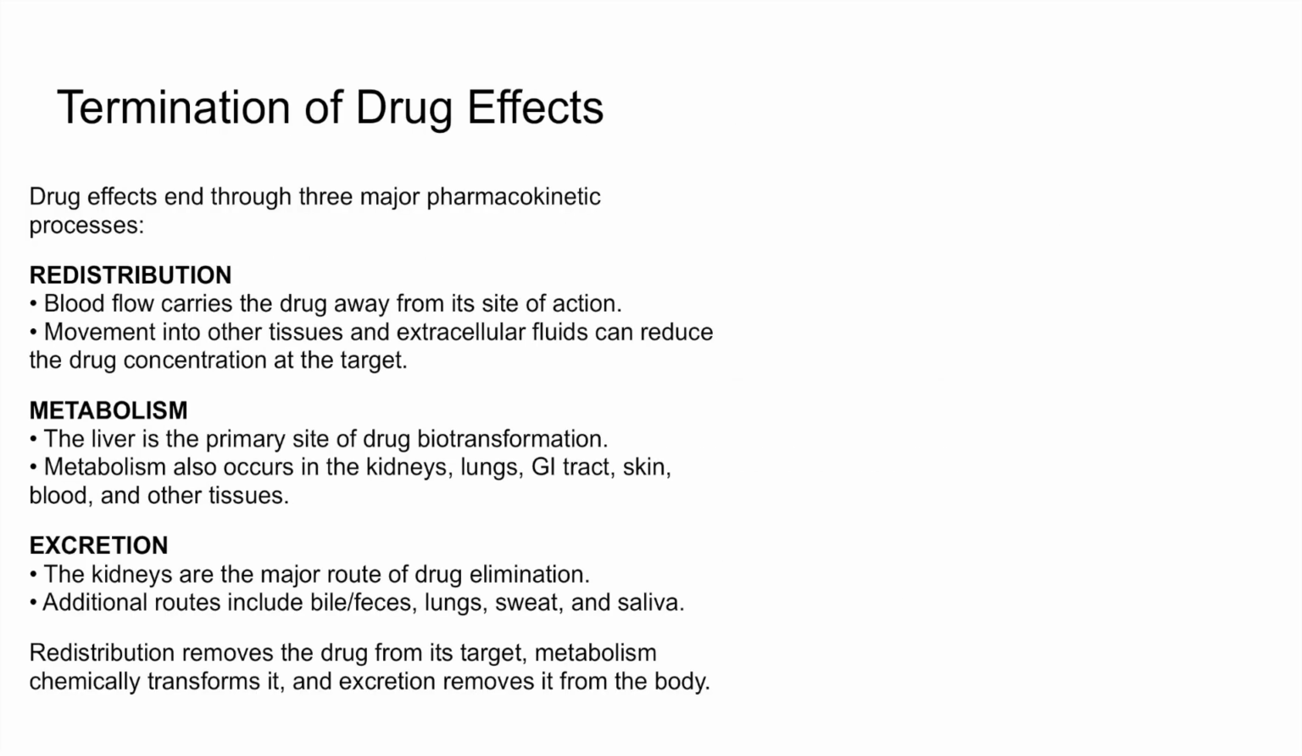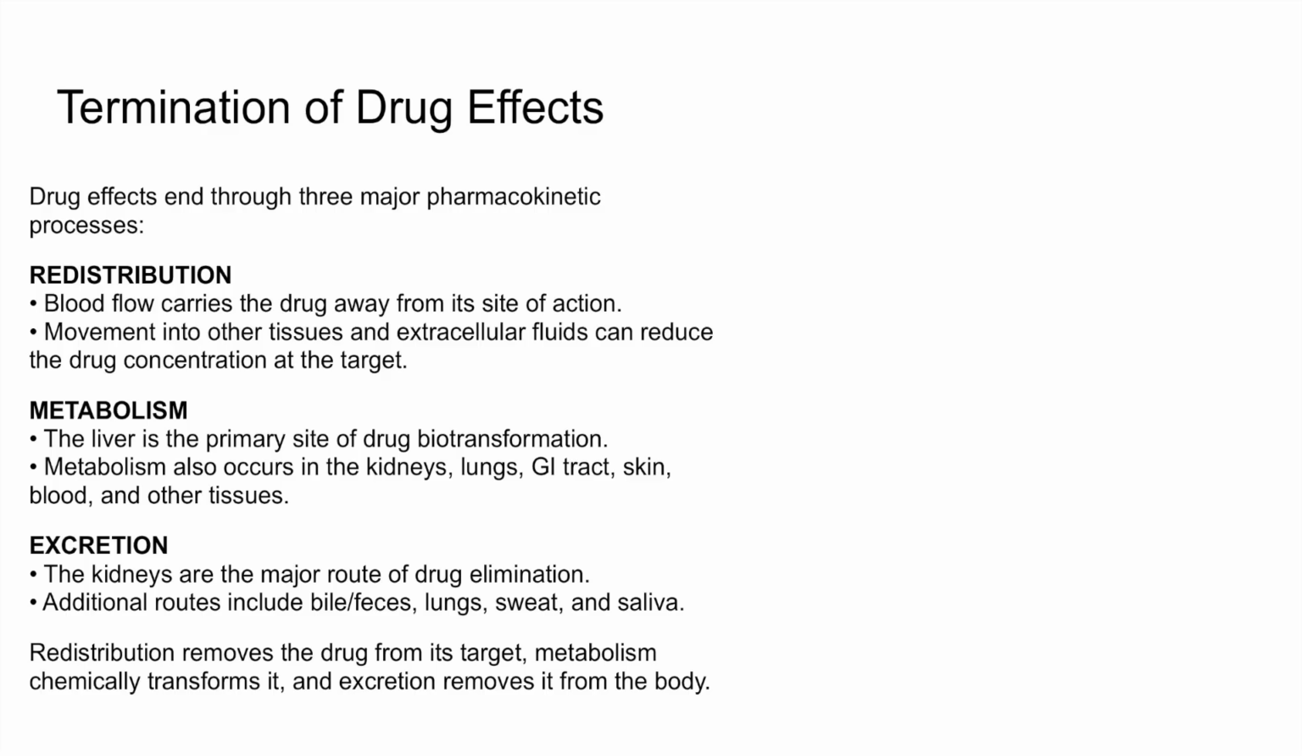A drug's effect can end even before the drug has completely left the body. One mechanism is redistribution. Blood flow carries the drug away from the site of action and into other tissues, reducing its concentration at that target. This is especially important for highly lipid-soluble drugs that rapidly enter the brain and then redistribute into muscles and adipose tissue. The second mechanism is metabolism or biotransformation, and this occurs primarily in the liver, although the kidney, lungs, gastrointestinal tract, skin, blood, and other tissues may contribute to this.